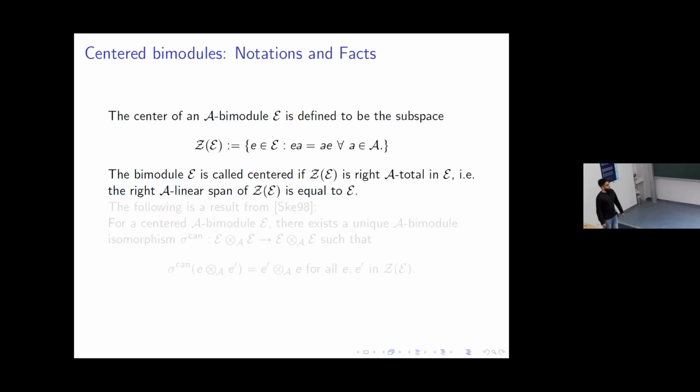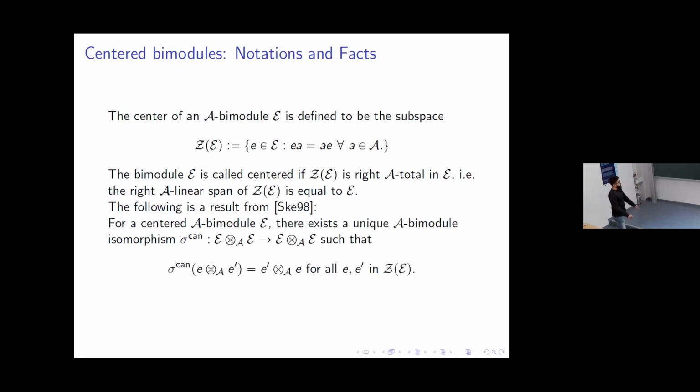All right. So the center of an A bimodule E is just the subspace which commutes with every element of the underlying algebra. The bimodule we call centered if the center is right A total in E, that is, the right A linear span of the center is equal to the whole of E. The following is a result by Skeide. He proved that for a centered A bimodule E, there exists a unique A bimodule isomorphism, sigma, which takes E tensor E to E tensor E, such that if the entries are from the center, then it is just the flip on these simple tensors.